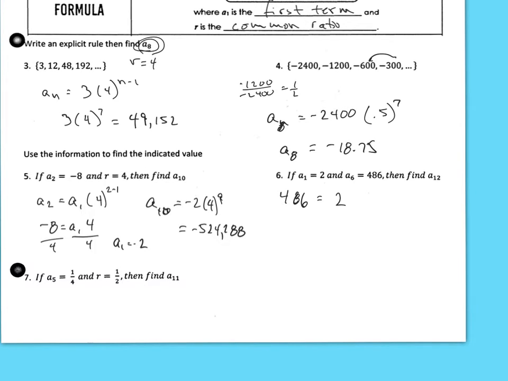And our first term is 2. The ratio we don't know, but we're going to raise this to the 6 minus 1 power. So we have 486 equals 2 times r to the 5th. So we'll divide by 2. 243 is equal to r to the 5th. Now we're going to have to take the 5th root.